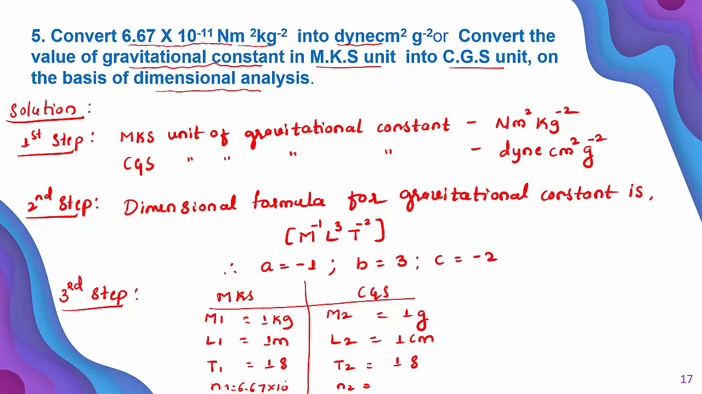6.67 into 10 raised to minus 11. Remember, instead of 1 we have to write its constant value because it is having a fixed value. Gravitational constant is a dimensional constant. That means it has a dimensional formula as well as a fixed numerical value that we have to write. Now we have to calculate N2. Right? Now what is the fourth step?